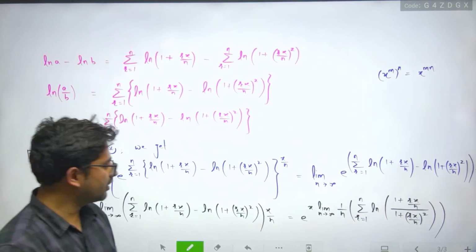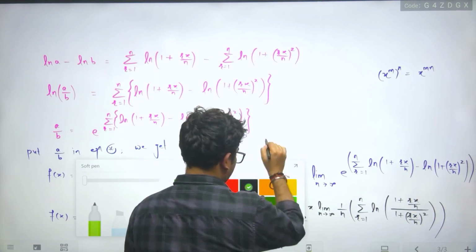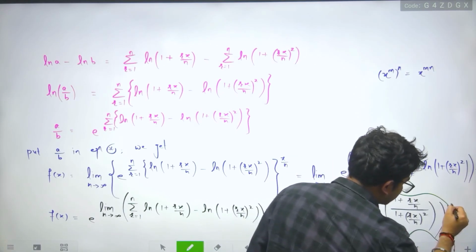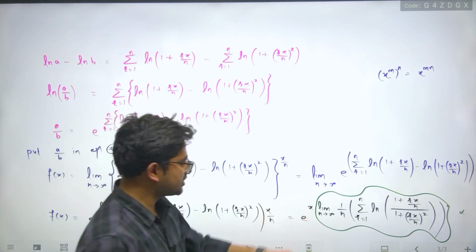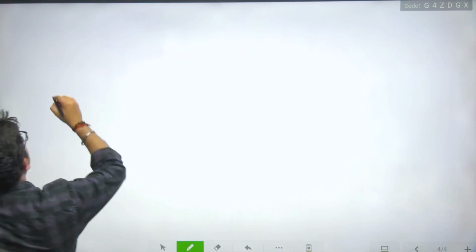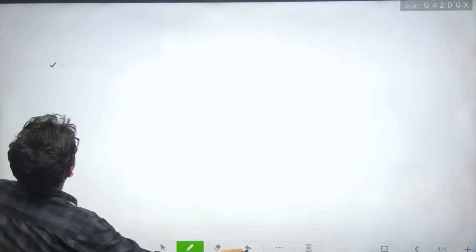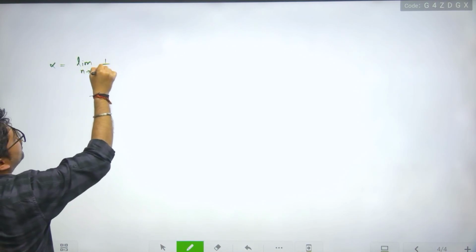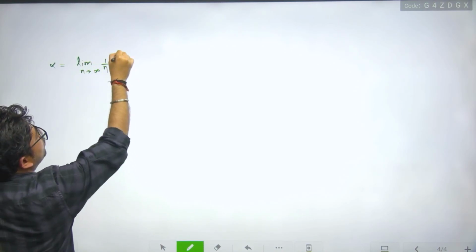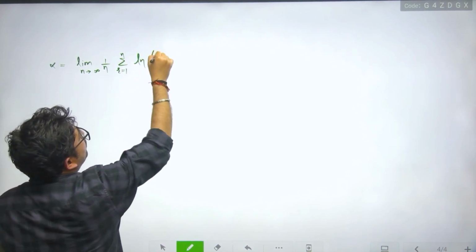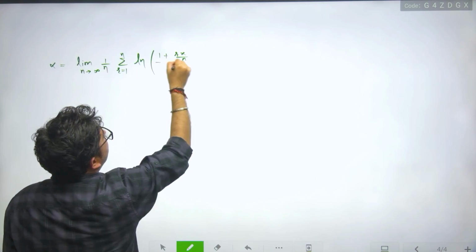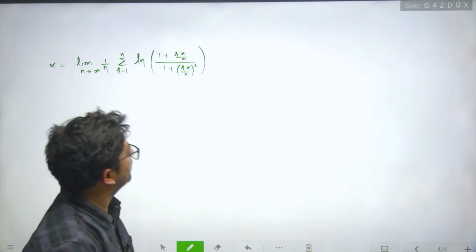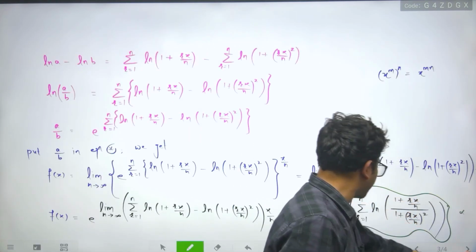Now observe this part. Let's say that is your alpha. That is some alpha. So alpha is limit n tends to infinity of 1 by n sigma r = 1 to n of ln of (1 + rx/n) divided by (1 + rx/n) whole square. Yes or no? ln (1 + rx/n) upon (1 + rx/n) whole square.